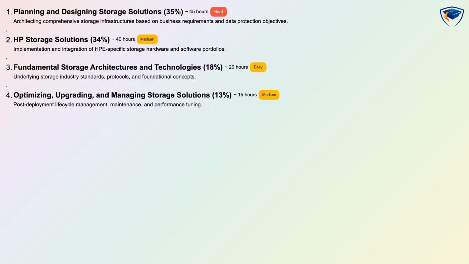This exam is split across 4 domains with clear weights and outcomes, and the total suggested study time sums to 120 hours based on the domain estimates. The domain weights are 35% for planning and designing storage solutions, 34% for HPE Storage Solutions, 18% for fundamental storage architectures and technologies, and 13% for optimizing, upgrading, and managing storage solutions. Expect a blend of conceptual, scenario-based, and hands-on assessment types that test both design thinking and practical integration skills.